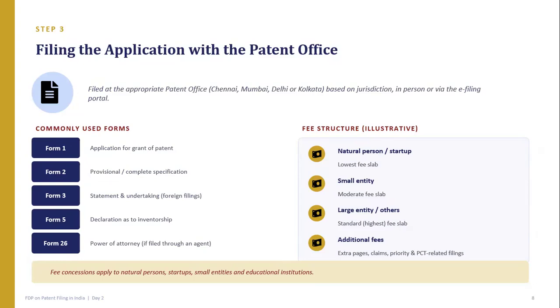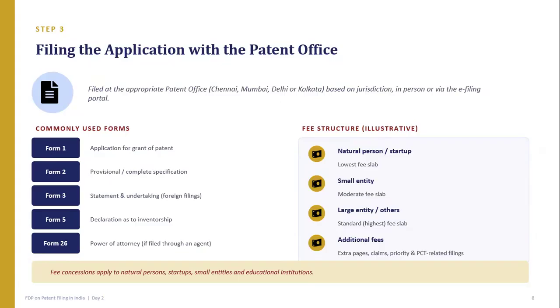Let us briefly look at some commonly used forms for filing the patent application. Form 1 is the application for grant of patent. Form 2 relates to provisional or complete specification. Form 3 is associated with the statement and undertaking related to foreign filings. Form 5 concerns the declaration of inventorship. And Form 26 relates to the power of attorney when the application is filed through an external agent.